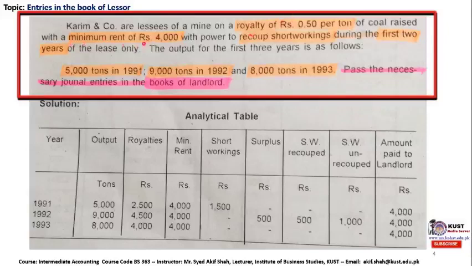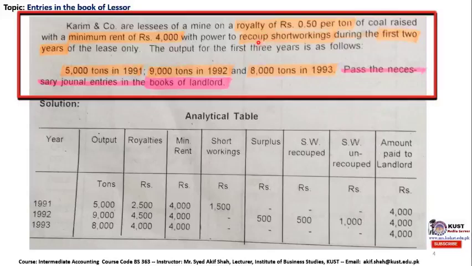However, the minimum rent decided between the two parties is 4,000 rupees. It means that irrespective of whether the company is able to extract the coal from the mine or not, it has to pay 4,000 rupees of minimum rent to the landlord. Along with that, the lessee has the power to recoup the short working. Short working is any amount paid in excess of the royalty fee to meet the minimum rent requirement. However, this short working is recoupable in the subsequent years.